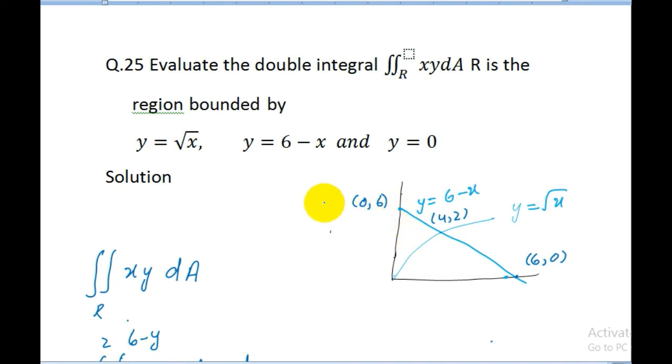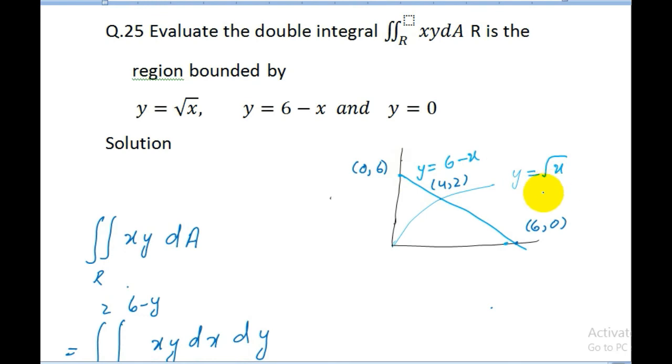So the point of intersection of these two curves, y equal to under the root x and y equal to 6 minus x, is (4, 2). You can find this point of intersection by solving these two equations, putting under the root x equal to 6 minus x and then solving it. So the point of intersection is (4, 2).